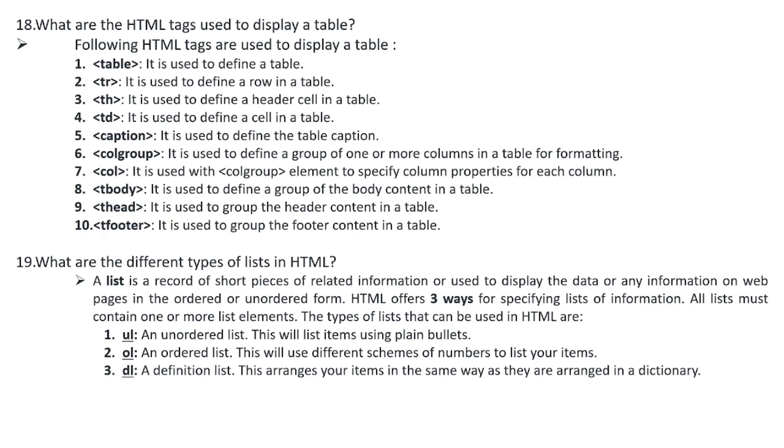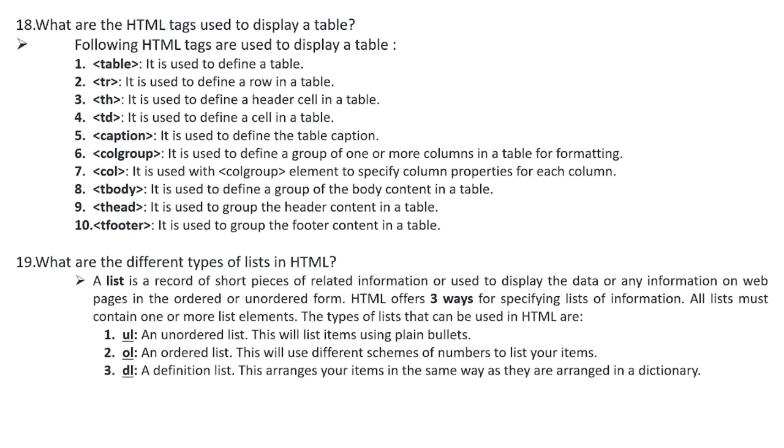Question 19. What are the different types of lists in HTML? A list is a record of short pieces of related information or used to display the data or any information on web pages in the ordered or unordered form. HTML offers 3 ways for specifying lists of information. All lists must contain one or more list elements.